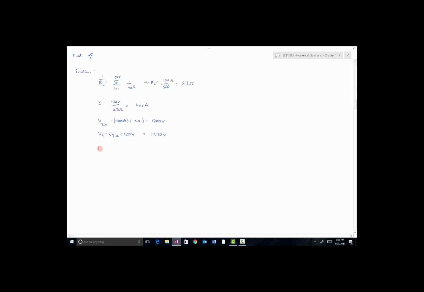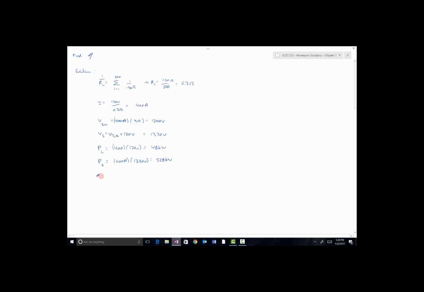I can determine the power delivered to the load as the load current times the load voltage. That's 48 kilowatts. And then the power delivered by the source is going to be the source current, 400 amps, times the voltage, which we just determined to be 1320 volts there. So that's going to give me 528 kilowatts.